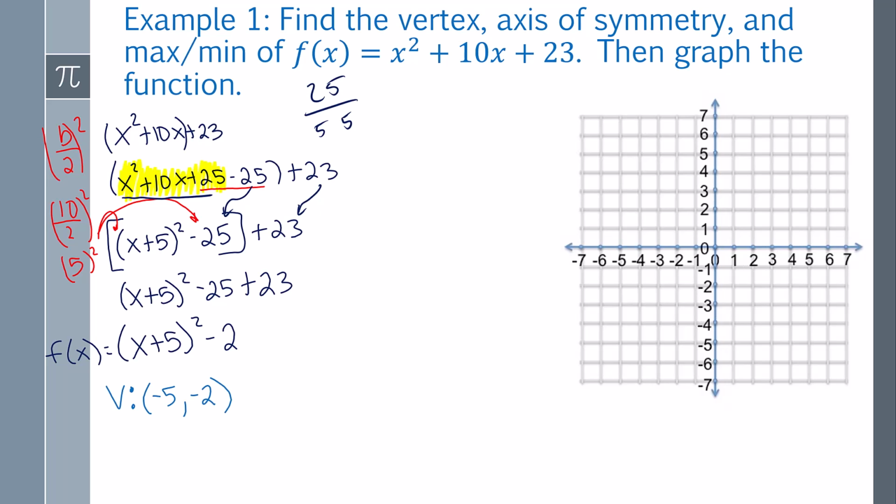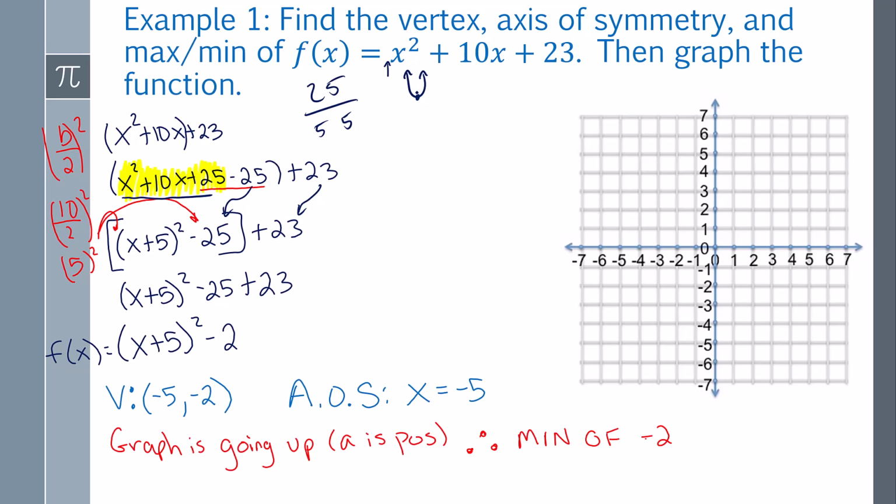Now why is it useful to know what my vertex is? Well, it's going to help us graph it, and we're going to see that in a minute. We also said the axis of symmetry is always x equals whatever my h value is. In this instance my h is negative 5, so my axis of symmetry is x equals negative 5. I know based on my a that my graph is going to be facing upward. Because my a is positive, I know that this vertex is going to be a minimum, so I can also say that it's going to be a minimum of negative 2.